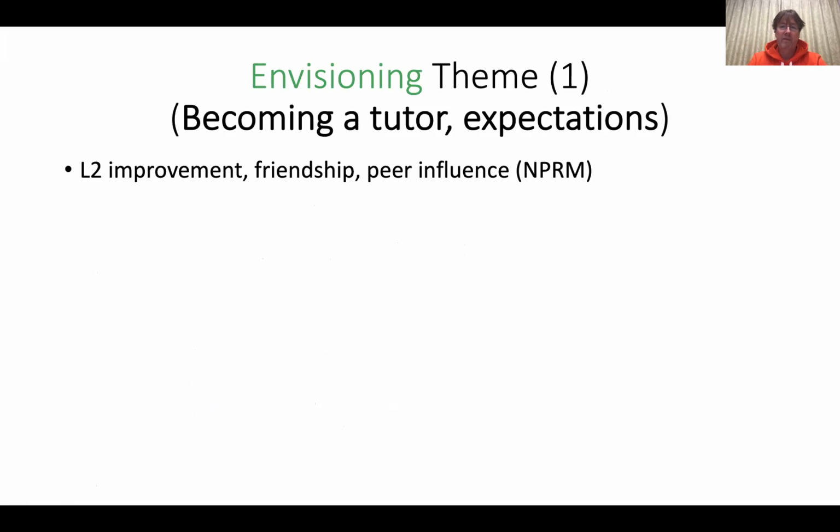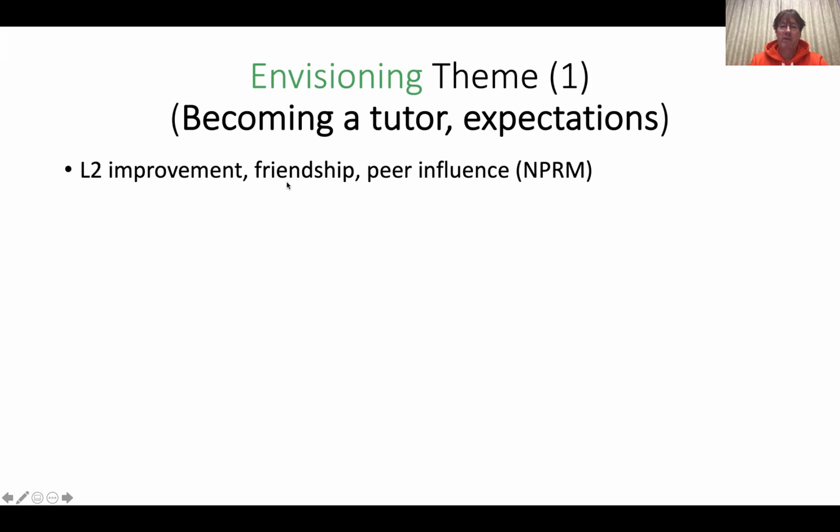read. The first theme here is envisioning. So this largely was connected to the way that they envisioned the interactions occurring with connections to themselves as a person, as becoming a tutor, their expectations that they had, and some other factors which we'll see in a moment. In terms of becoming a tutor and their actual expectations that they had prior to interacting with the visitors, there were 3 main things. One was they wanted to increase their Japanese ability.